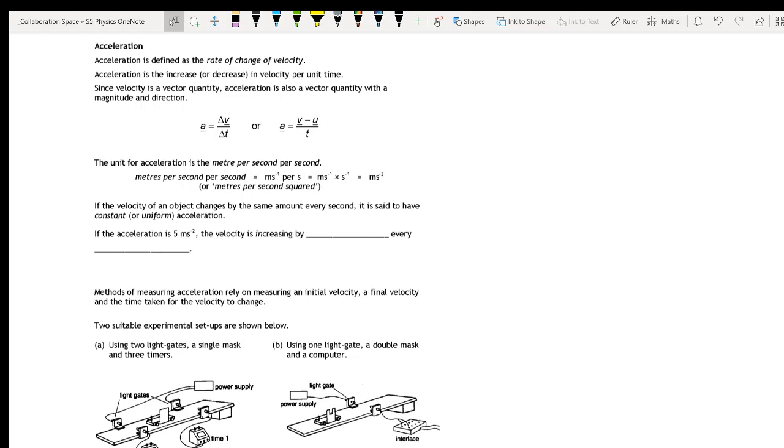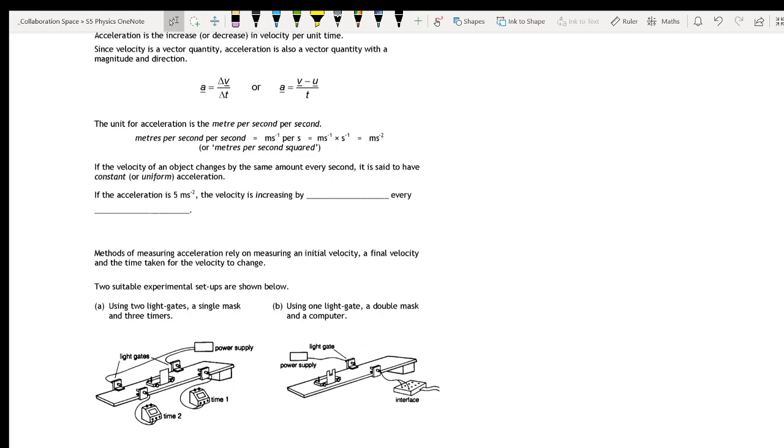So you've seen it written as acceleration is v minus u over t, but you could also see it as delta v, which just means change in speed, divided by delta t, which means the change in time. The unit for acceleration is metres per second squared. And if the velocity of an object changes by the same amount every second, it's said to have constant or uniform acceleration. So if the acceleration is 5 metres per second squared, the velocity is increasing by 5 metres per second every second.